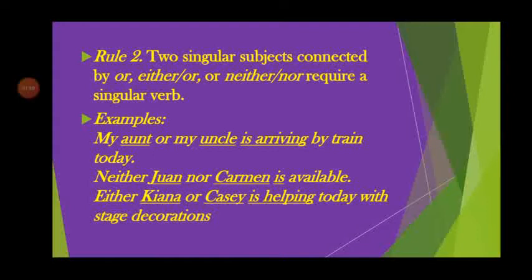Then, neither Joanne nor Carmen is available. Why is it "is"? Because that also gives us a choice. Either Kiana or Casey is helping today with stage decoration. So when we use or, neither-nor, either-or, the subject is treated as singular, so the verb is also treated as singular.